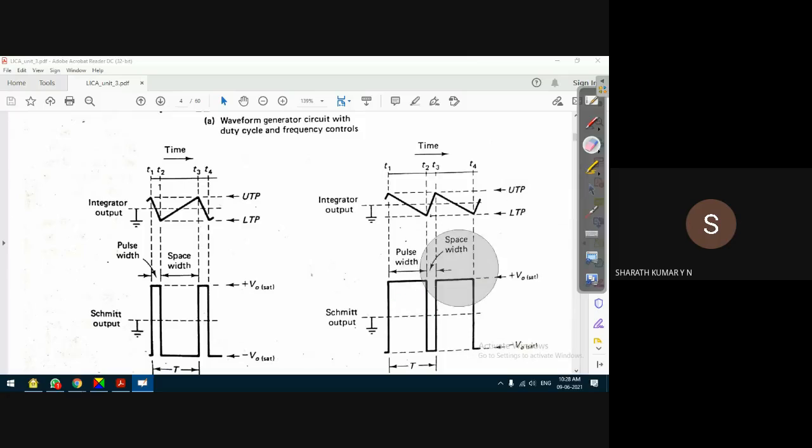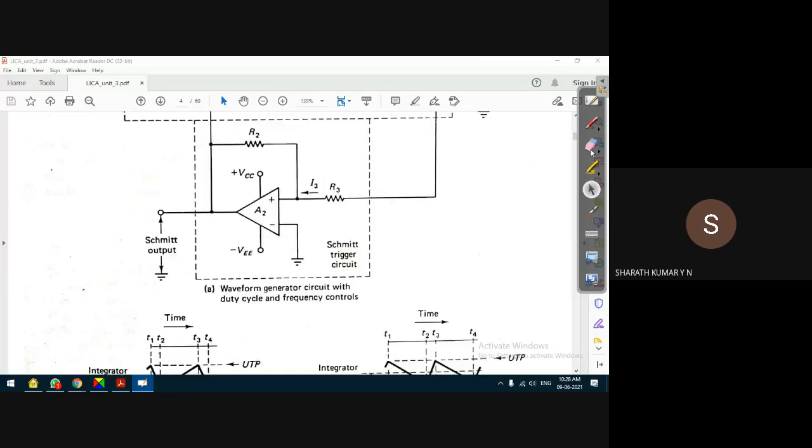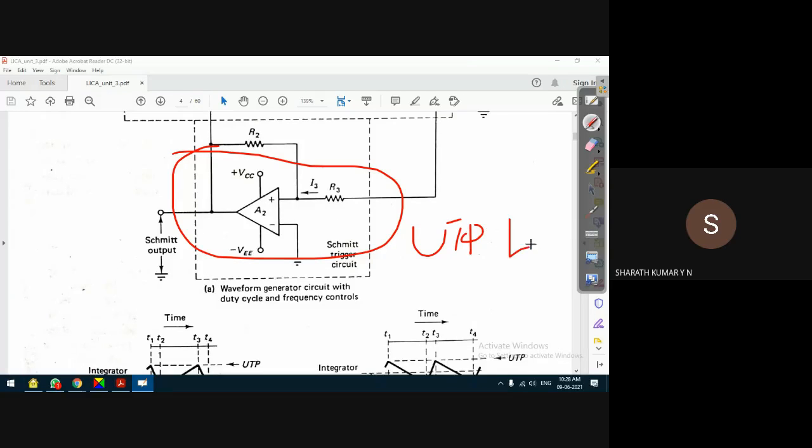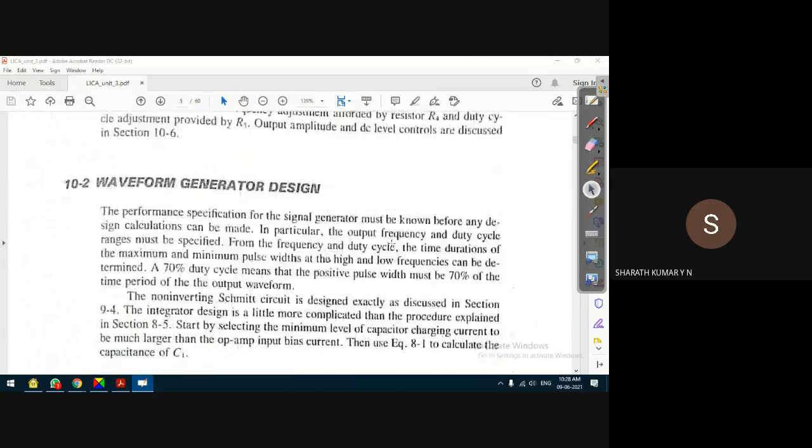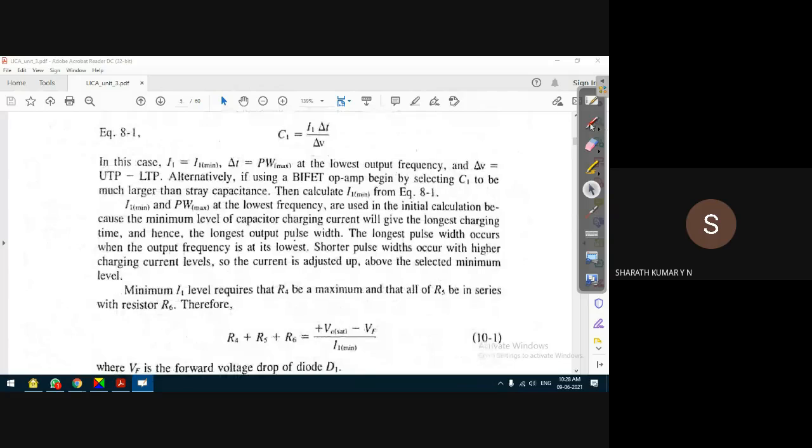But in most cases, the design of the Schmitt trigger circuit is standard. This is fixed. So for given values of UTP and LTP, we'll design the integrator circuit. That's why the author says integrator circuit design is more challenging than the design of a Schmitt trigger circuit. The Schmitt trigger circuit is a standard circuit. Straight away we can get the values of the components. That's not a problem.